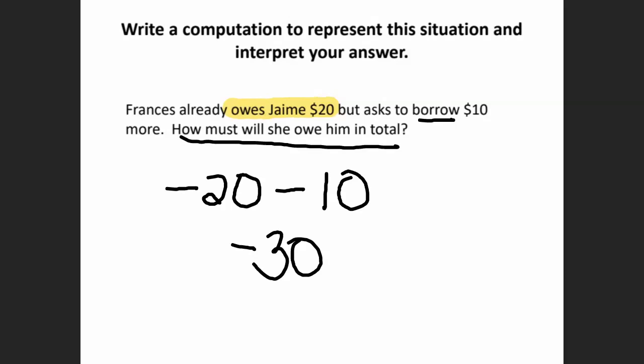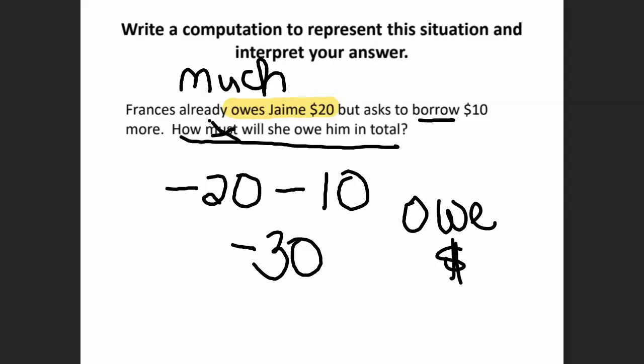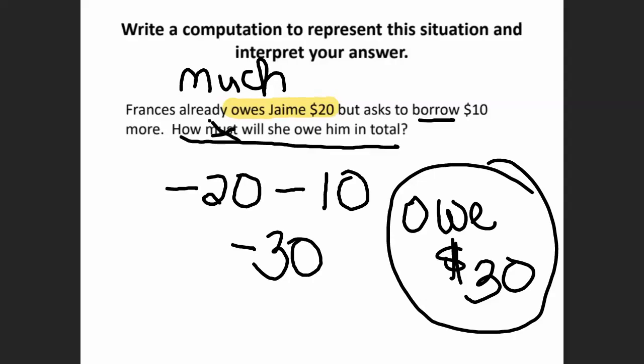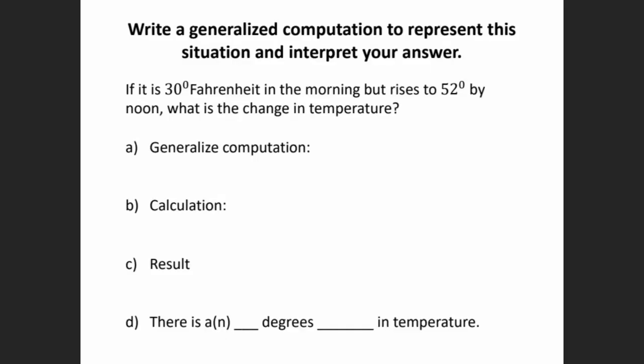Now, what will she owe him? Okay, and it should say how much. Okay, I love my slides. This should be much. Will she owe them? She will owe $30. This is my answer in words. This is my answer in symbols. Okay. Now, my last slide.